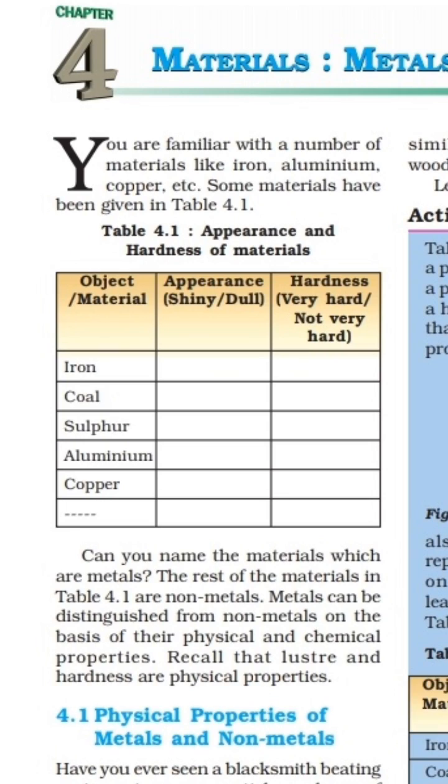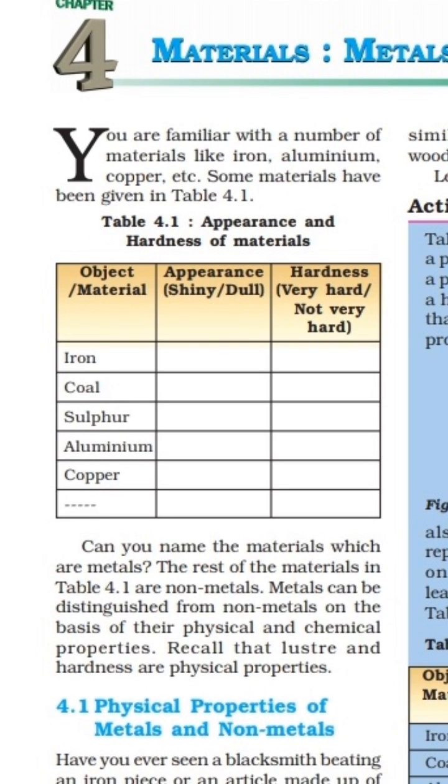Some materials are mentioned in table 4.1, and we have to write their appearance and hardness. See the table 4.1, Appearance and hardness of the material. Object or material. Appearance, shiny or dull. Hardness, whether they are very hard or not very hard. We have to bifurcate them.